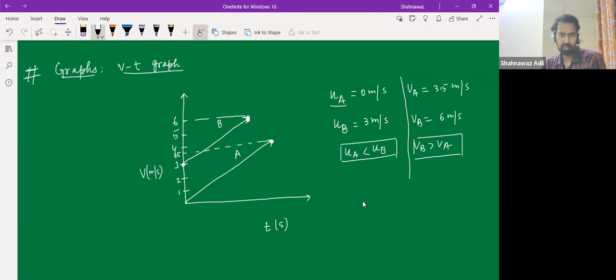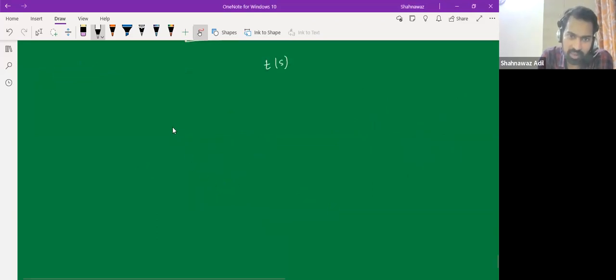Little, sir. Okay, what we can do? Let us take one graph at a time and then we will compare. If this is confusing, let us start with this one. So let's say this is time, and this is velocity.